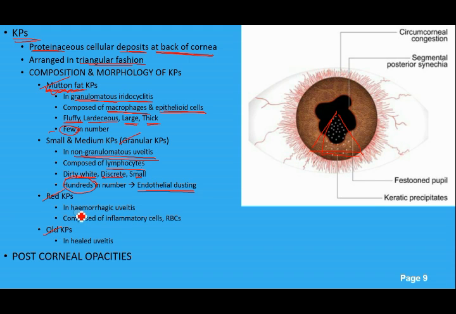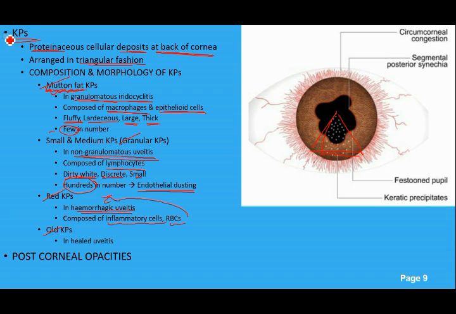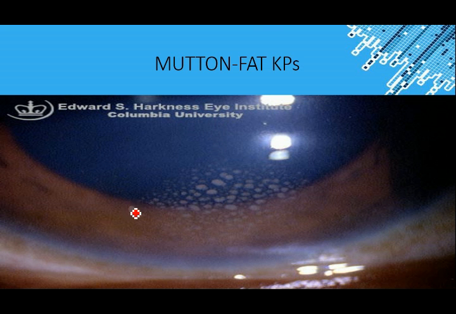Red keratic precipitates are normally seen in hemorrhagic type of uveitis, inflammation where there is hemorrhage. So mainly it's inflammatory cells and RBCs in the keratic precipitate. Then you also have posterior corneal opacity. So these are the three corneal signs: corneal edema, keratic precipitate, posterior corneal opacity. So we talked about keratic precipitates. This is mutton fat keratic precipitates. Can you see the triangular arrangement of it? Looks like cotton balls, so you can think of it as fluffy, lardaceous, not much, few in number.